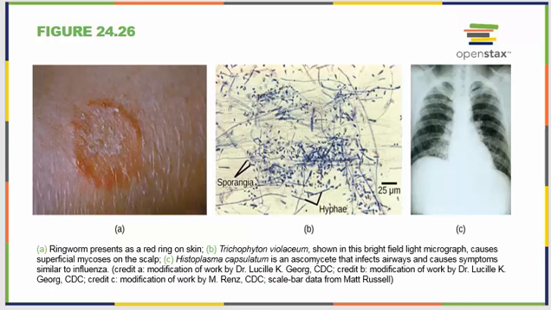Other fungal infections are damaging to humans. In A, you can see ringworm. In B, you can see a fungus that actually can infect your scalp. And then in C, you can see a fungus that's an ascomycete that infects the airways of humans and causes symptoms that are really similar to the flu.